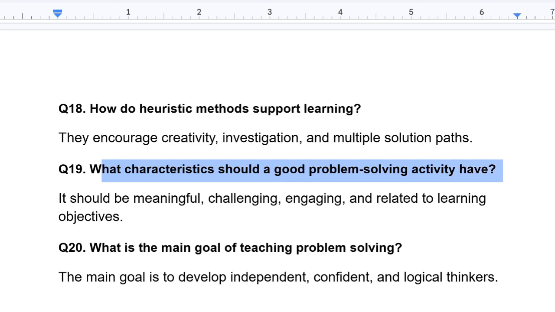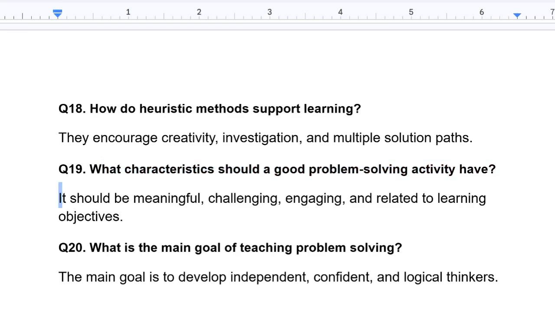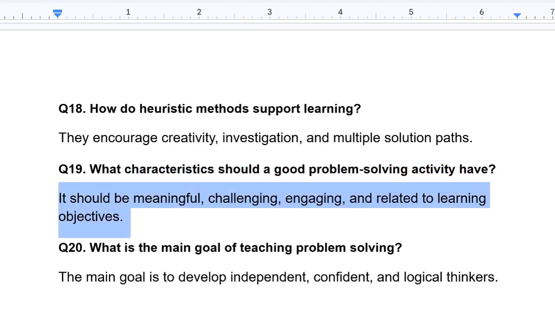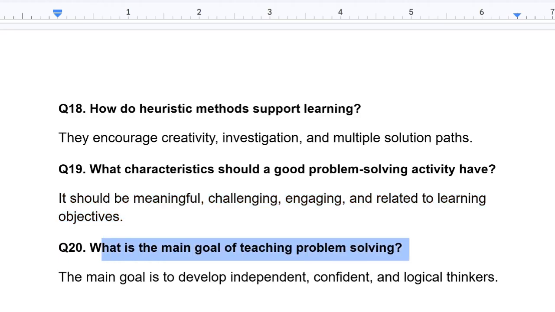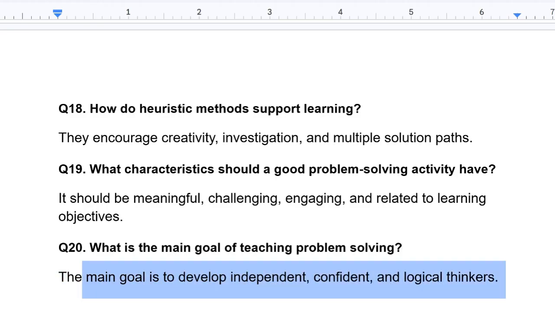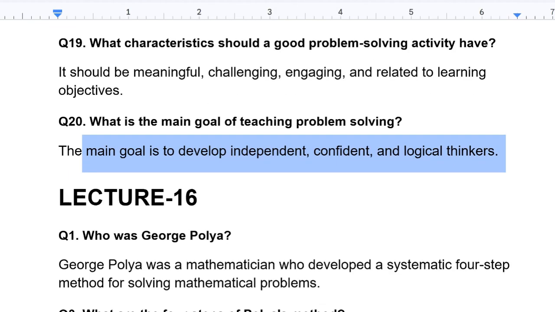What characteristics should a good problem solving activity have? It should be meaningful, challenging, engaging, and related to learning objectives. What is the main goal of teaching problem solving? The main goal is to develop independent, confident, and logical thinkers.